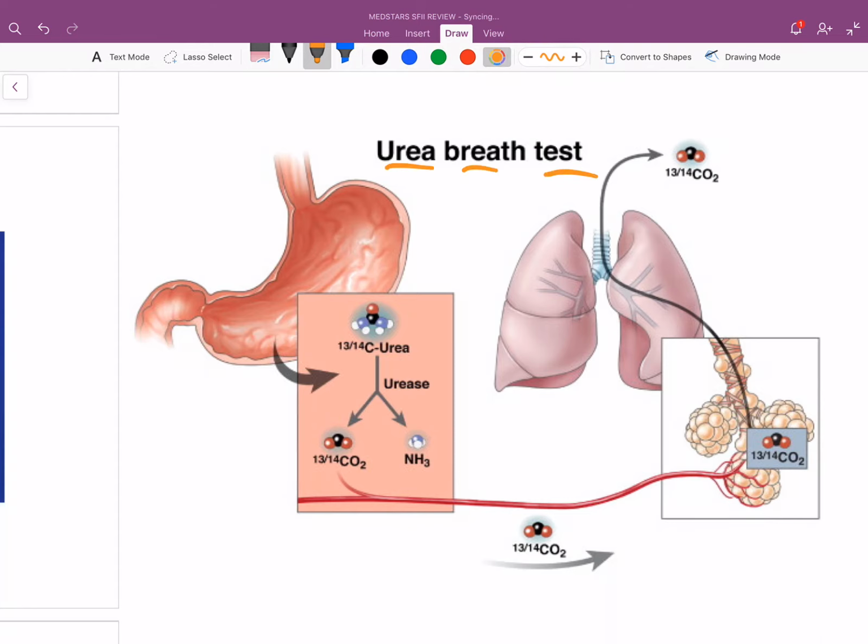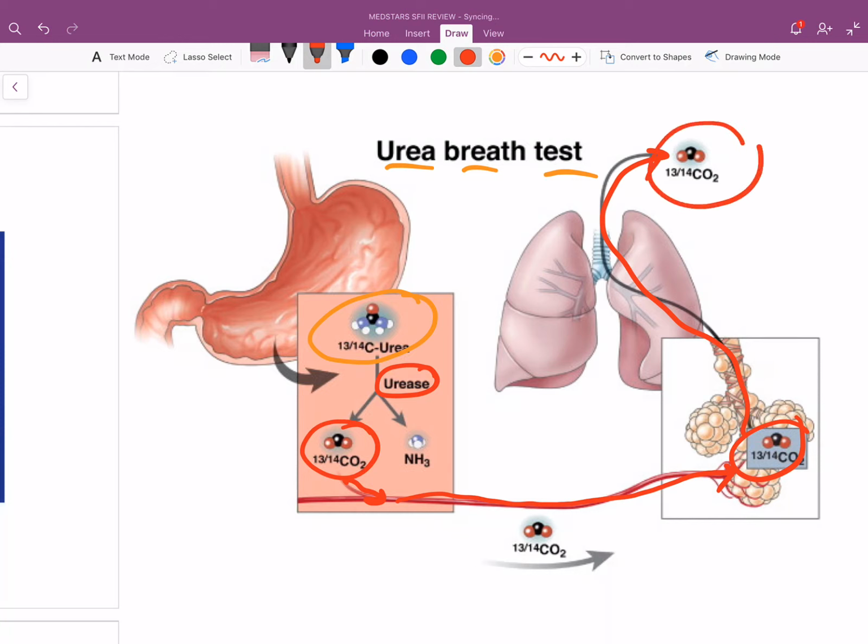In a urease breath test, you basically tell the person to consume a pill of radioactive urea. The radioactive urea is then going to be acted upon by the urease of the Helicobacter, and you're going to get radioactive carbon dioxide. This radioactive labeled carbon dioxide is going to diffuse into the bloodstream, ultimately reach the alveoli, and you're going to breathe out this radioactive labeled carbon dioxide.